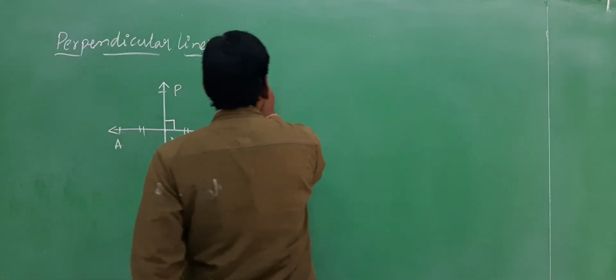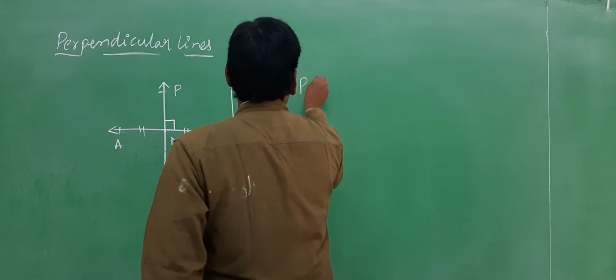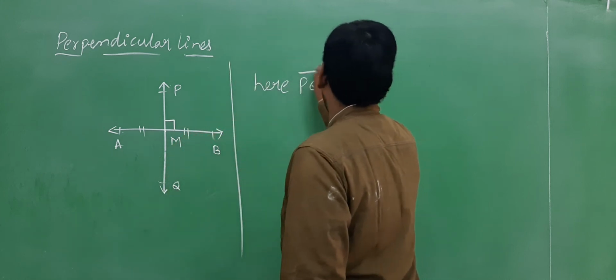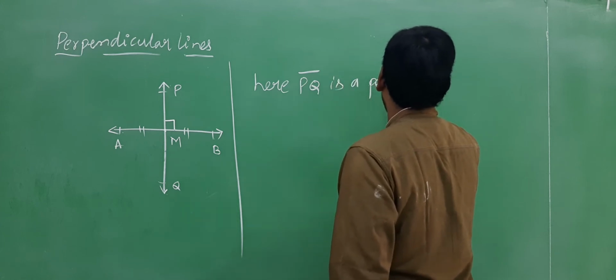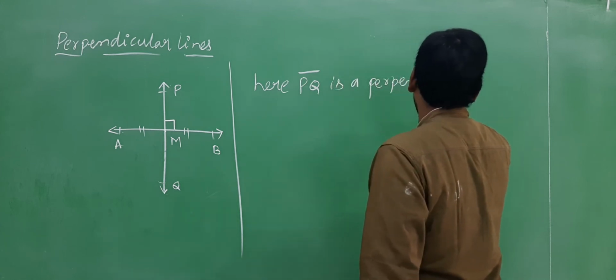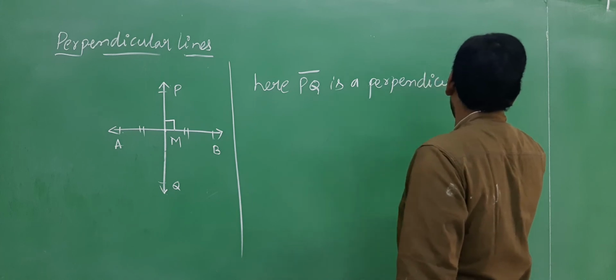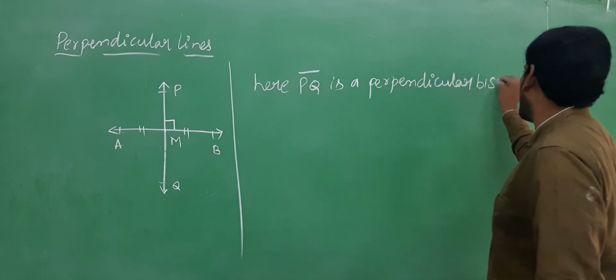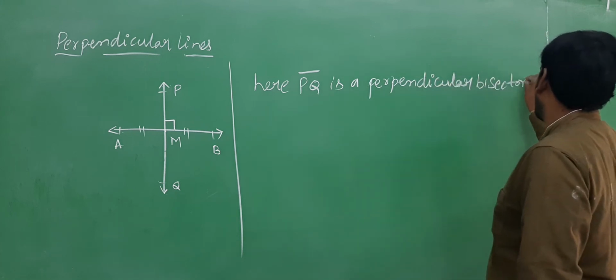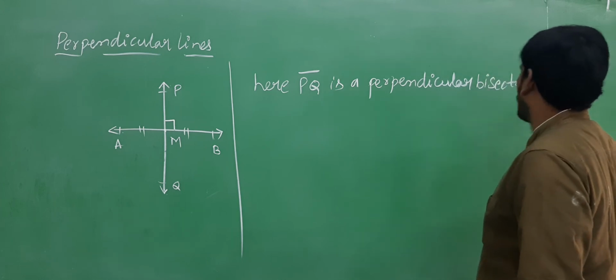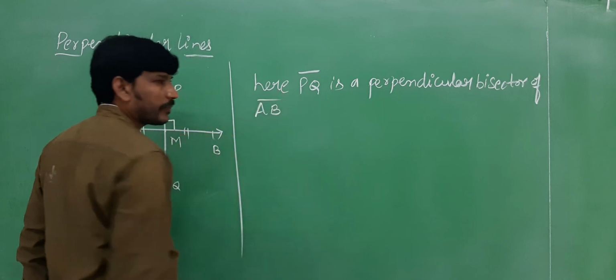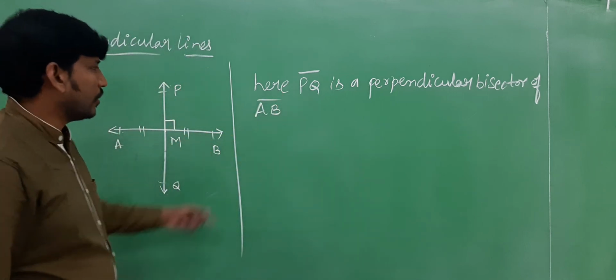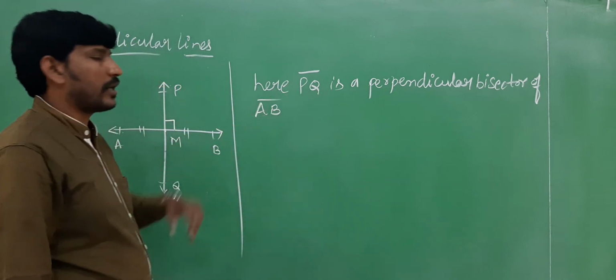So here PQ line is a perpendicular bisector. So you got an idea what the perpendicular bisector of line AB is. Okay, line AB. Is this clear, children? So PQ is a perpendicular bisector of AB.